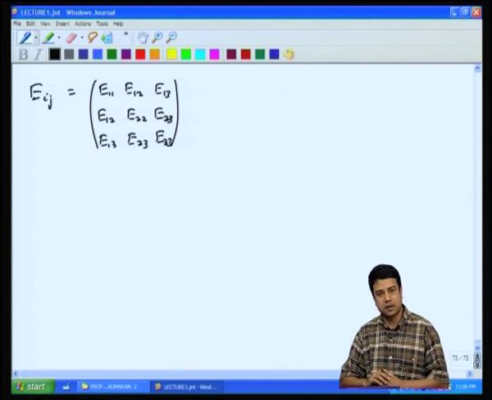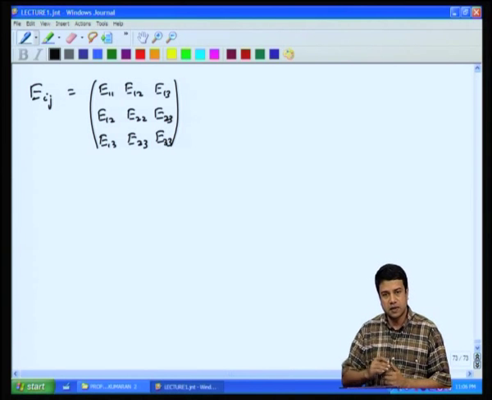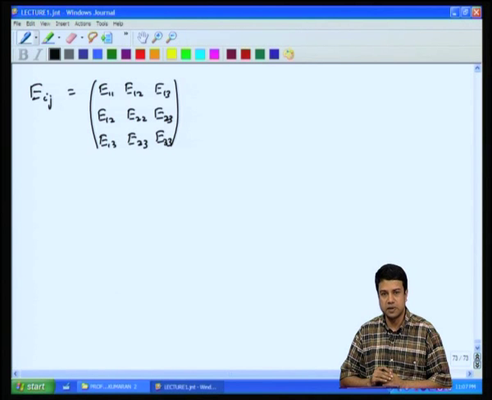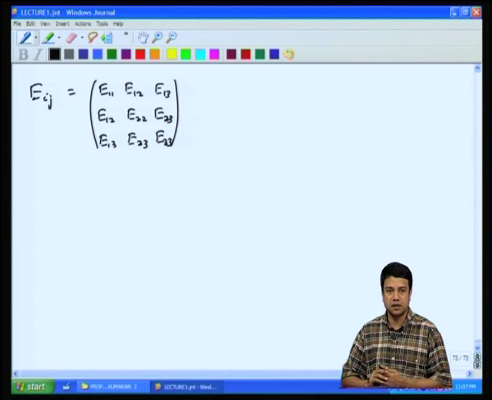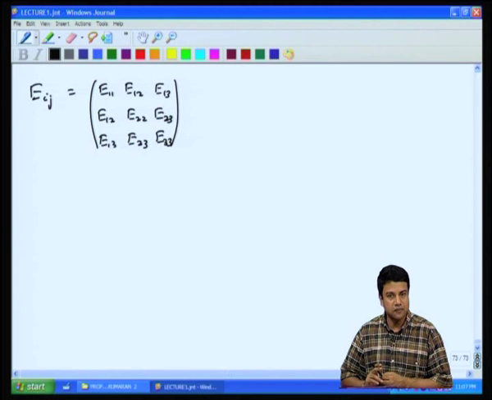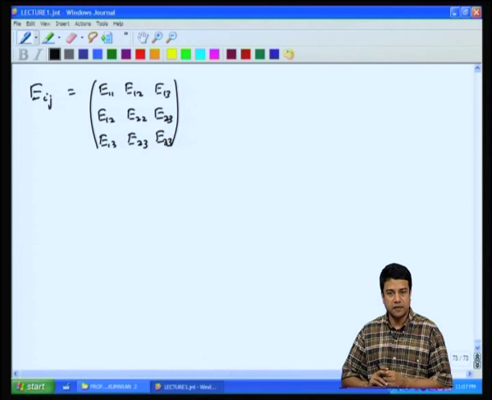Okay, so it is a symmetric tensor and the sum of the diagonals is 0: E11 plus E22 plus E33 is equal to 0. A symmetric tensor is self-adjoint. This transpose being equal to itself means it is a self-adjoint matrix. That means its eigenvalues are real, its eigenvectors are orthogonal to each other, and the eigenvectors form a complete basis set.